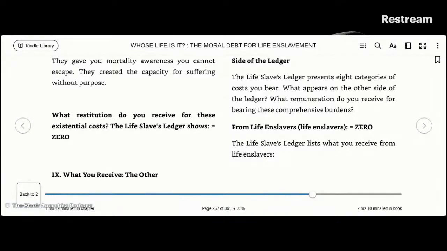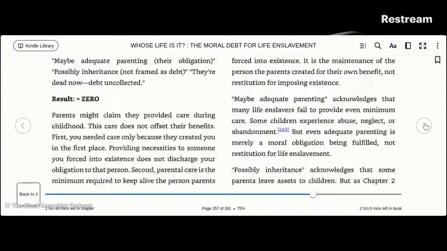What you receive, the other side of the ledger. The life slave ledger presents 8 categories of costs you bear. What appears on the other side of the ledger? What remuneration do you receive for bearing these comprehensive costs? From life enslavers, zero. The life slave ledger shows what you receive from life enslavers.